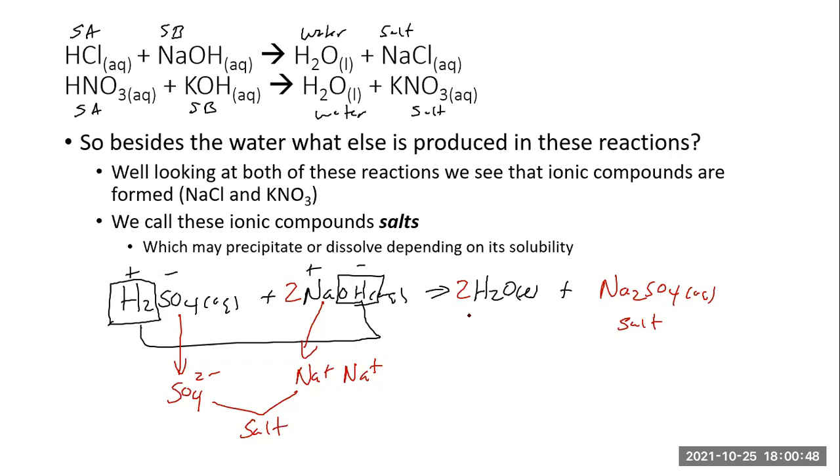So again, water and a salt are made from a combination of a strong acid and strong base, where pretty much 100% of the time, the H plus comes from the acid and the OH minus comes from the base. Any questions on that there?